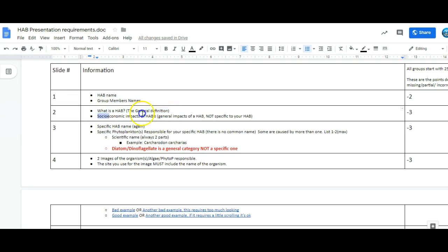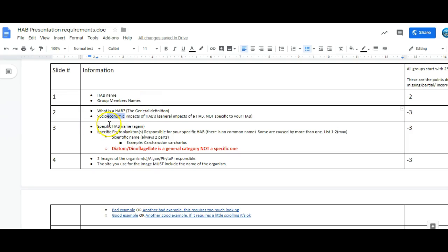What are the socioeconomic impacts of an HAB? Now, this is important. You have to look for economic impacts if there are any. So how does this hurt the economy or business? So make sure you definitely take a look at that because a lot of them will.